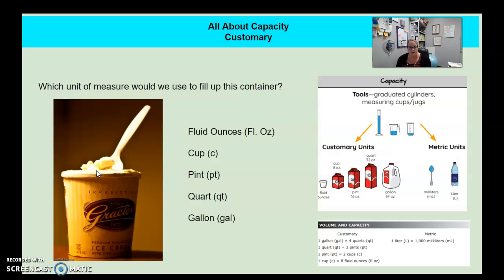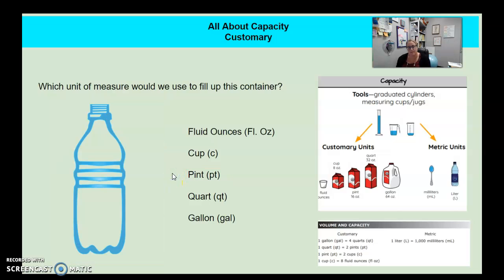All right, ice cream. Who doesn't love ice cream? Well, actually, I know some people who don't. But I'm going to eat this ice cream. And if you're looking really close, it actually tells us the answer. But for the ice cream, am I going to measure it in fluid ounces, cups, pints, quarts, or gallons? That's right. I'm going to use a pint. So whenever you get the small cups that are about this big, those are a pint of ice cream.